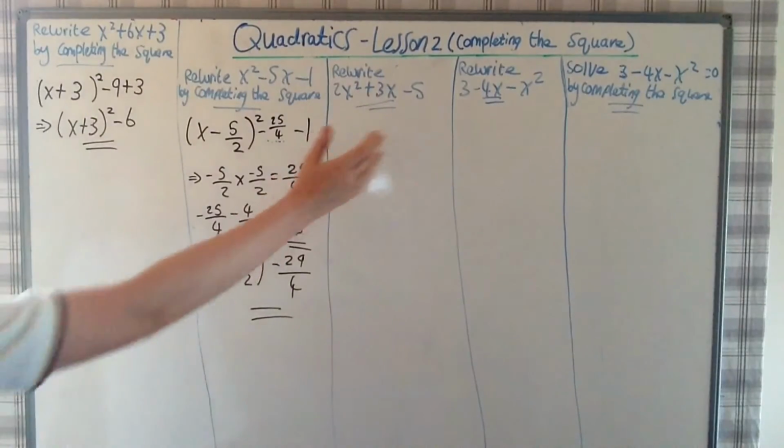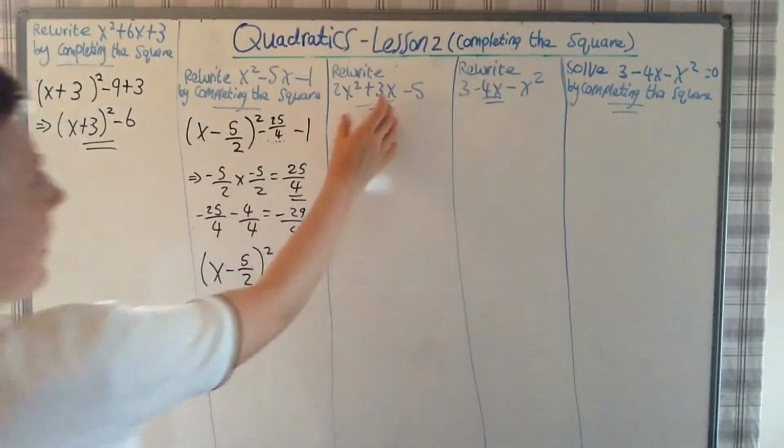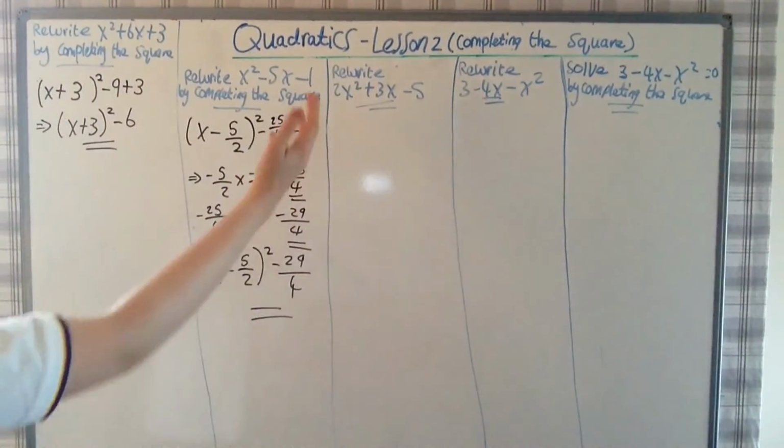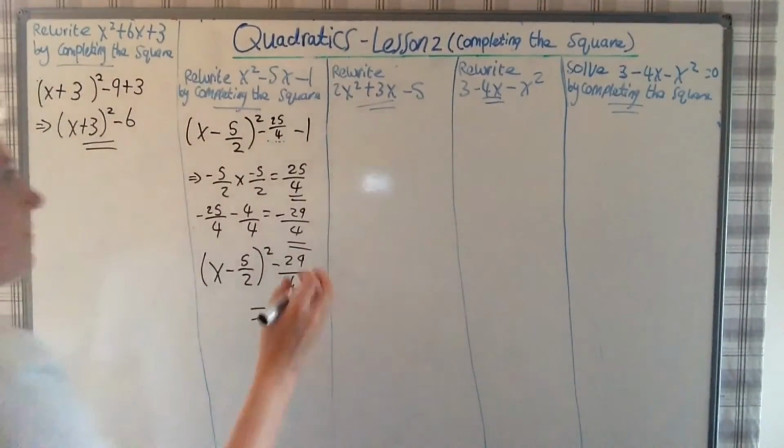Now if we were to move on to this third one, again, you can pause the video and have a go, but here we actually have a coefficient of x squared that is greater than 1. So this is going to be slightly more difficult than the previous example. So this is how we do this sort of question.